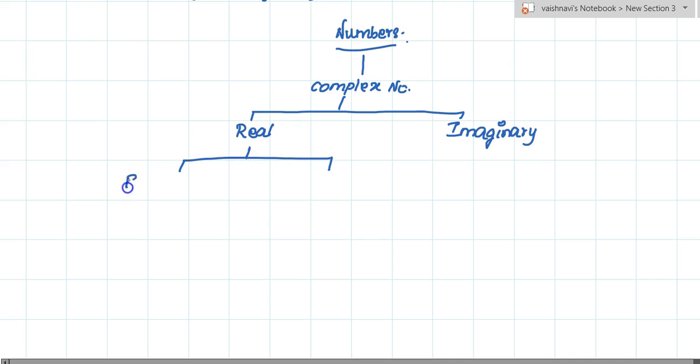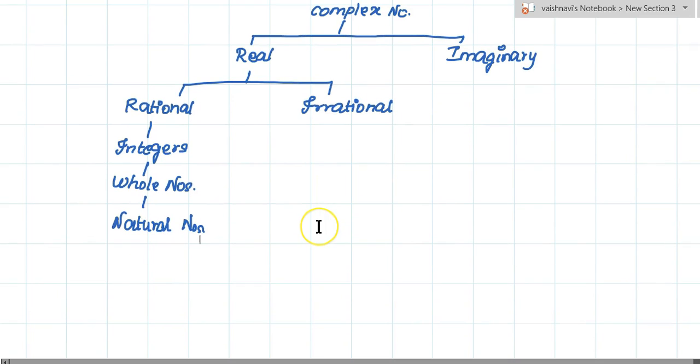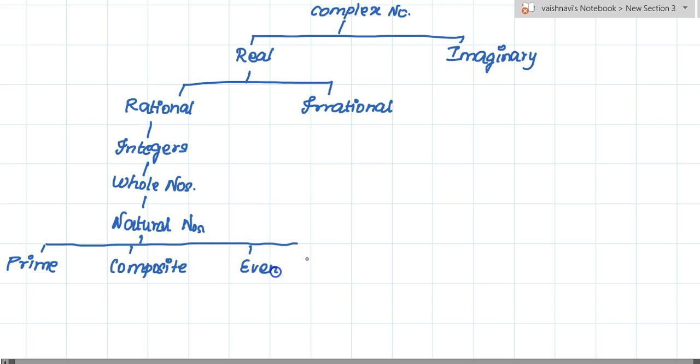So in case of real numbers, we have rational numbers and irrational numbers. In rational numbers, you have integers, that is ..., -1, 0 and 1, and the whole numbers from 0 to infinity, and natural numbers from 1 to infinity. We have prime numbers and composite numbers, everything comes under natural numbers. Even, odd, all these things we know.